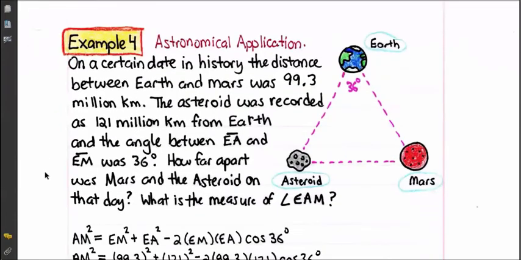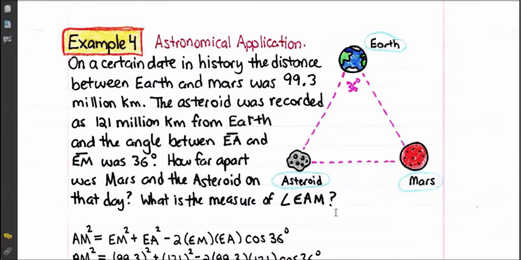Example 4, astronomical application. On a certain date in history, the distance between Earth and Mars was 99.3 million kilometers. The asteroid was recorded as 121 million kilometers from Earth, and the angle between EA, that's Earth and asteroid, and EM, that's Earth and Mars, was 36 degrees. How far apart were Mars and the asteroid on that day?